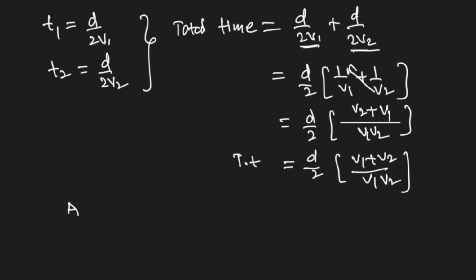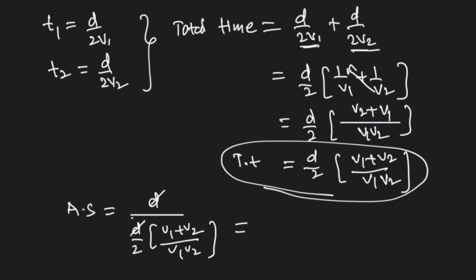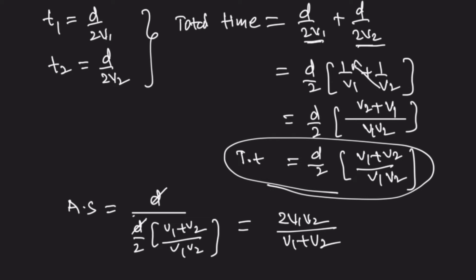Now what is the average speed? Total distance, that is D, by total time. So what is the total time? This is the total time, that is D by 2 into V1 plus V2 by V1 V2. Okay, so D in numerator, this D in denominator, so both are cancelled. See here, 2 V1 V2, denominator of denominator, so it becomes numerator: 2 V1 V2 by V1 plus V2. So this is average speed.